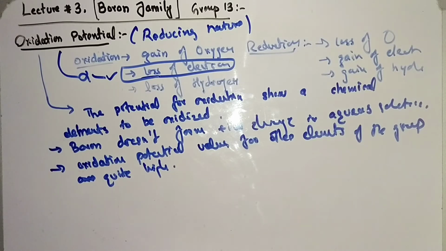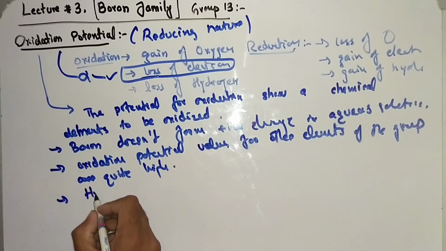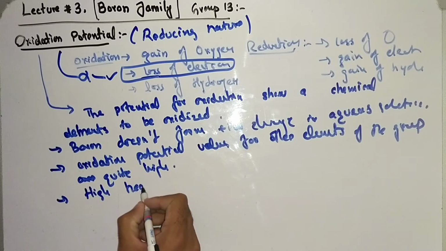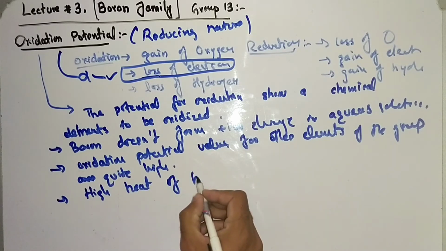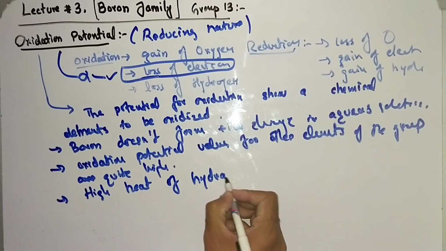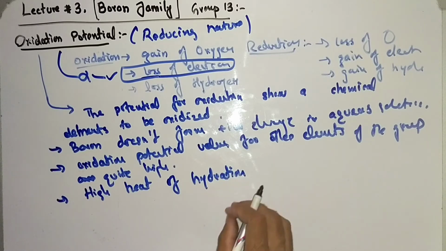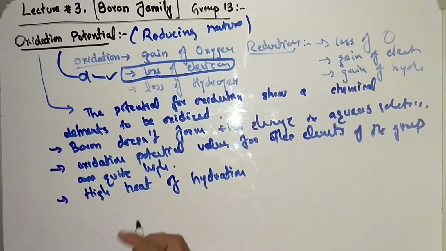Also you can give the reason for this. This is due to the high heat of hydration on account of small size. The second reason why it is very high is the high heat of hydration of the other elements except boron. High heat of hydration: what is meant by heat of hydration?